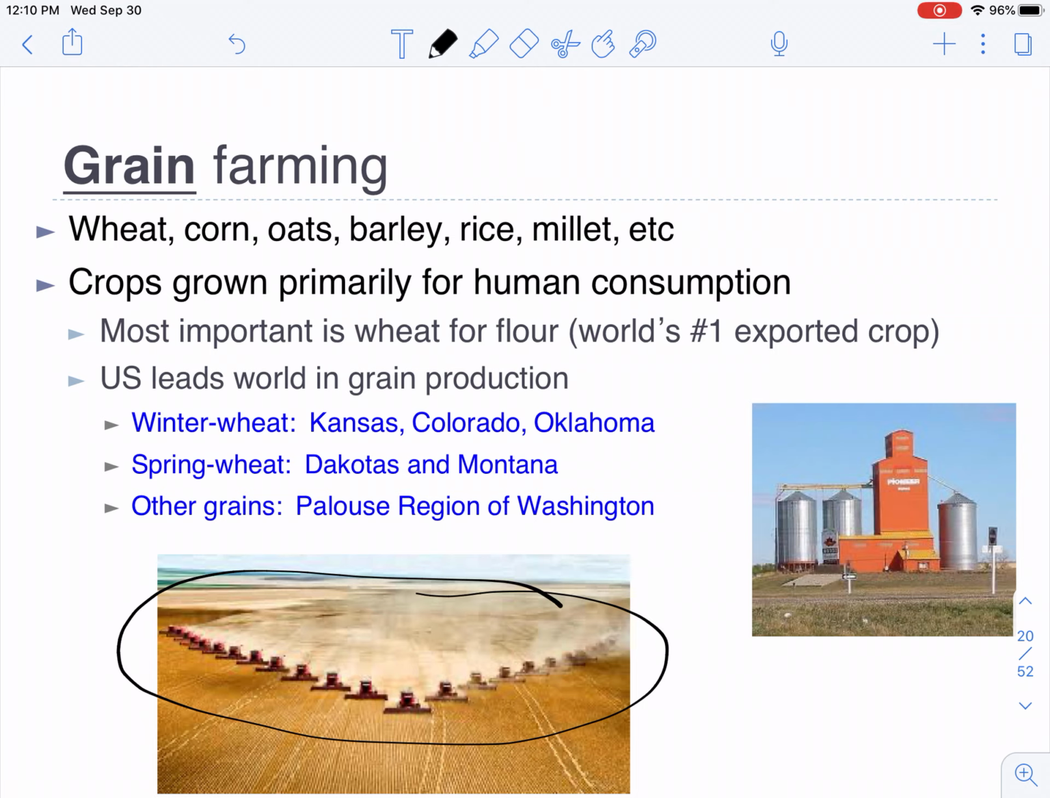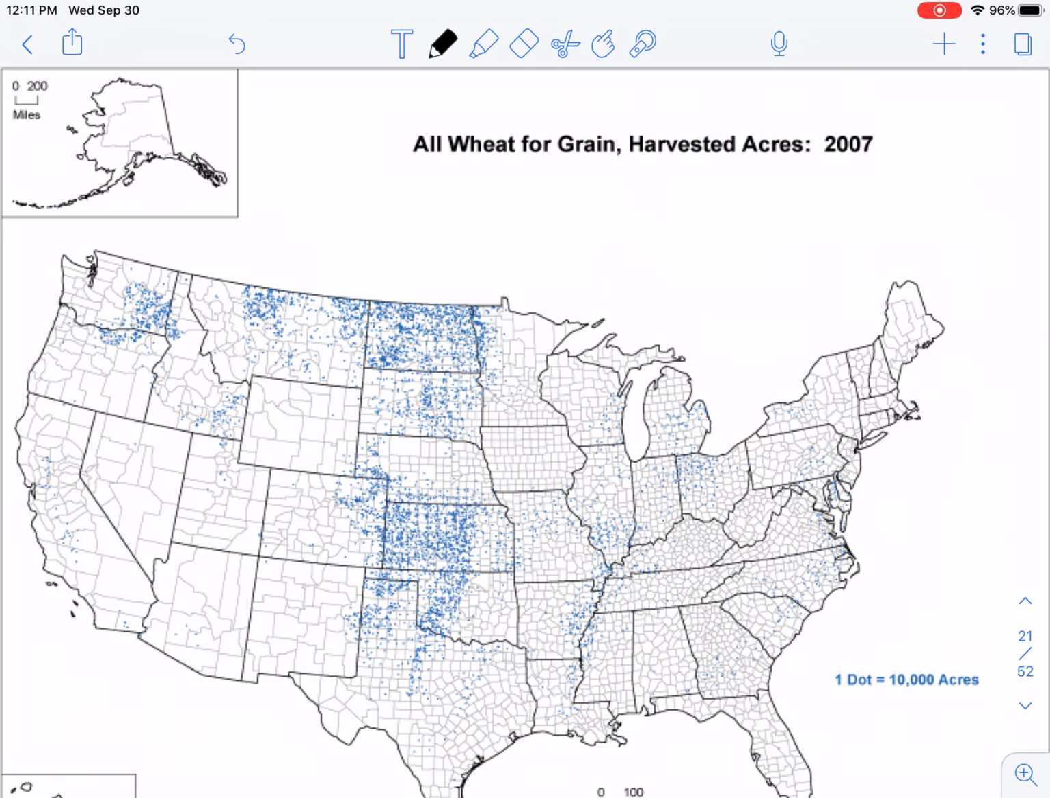The crops are grown primarily for human consumption then. The #1 exported crop from the United States is the wheat. And there are a couple different seasons in which the wheat is planted. You have the spring season in the Dakotas and the Montanas when it becomes warm enough again to grow. In winter, late winter, you can plant down in Kansas and Colorado and Oklahoma. There's another major region in the West Coast or near the West Coast called the Palouse region of Washington. That's eastern Washington, inland from the Cascade Mountains.